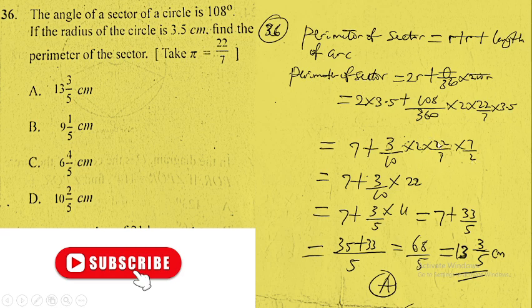2 can take care of 2. You have 7 plus 3 over 2 over 10 times 22. Of course, this one you can use your calculator to get the answer immediately. We are just doing it to understand what you have done there.